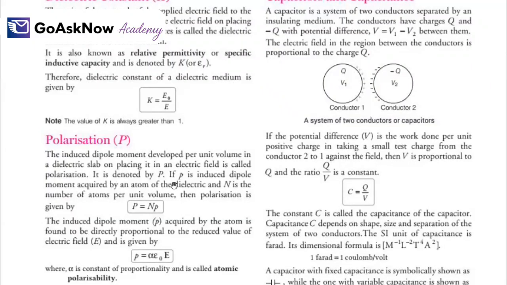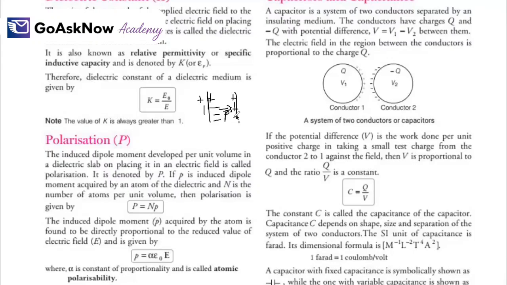So this term, polarization, is used very rarely in your syllabus. But if you have a dielectric slab like this, and you have developed minus charge here and plus charge here, so you have minus to plus charge. This is your dipole moment inside the dielectric.